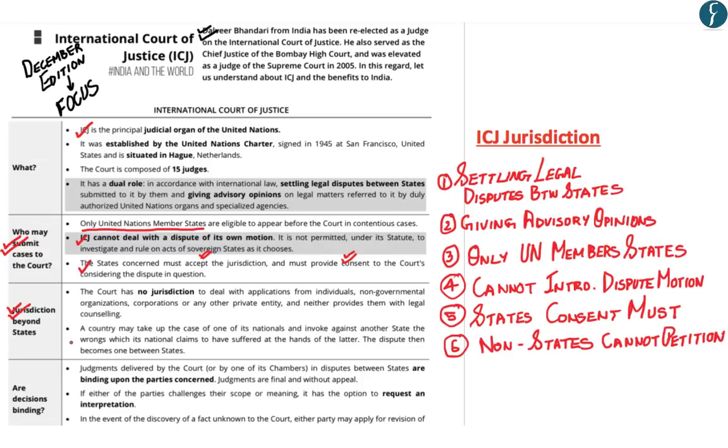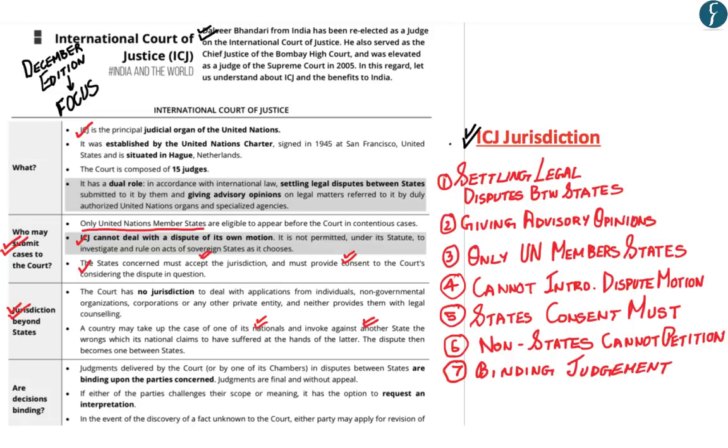So like in the case of the Indian fishermen, the petitioner cannot go straight to the International Court of Justice. And it is only the Government of India that can take up the case of one of its nationals and invoke a case against another state. Now the judgments of the International Court of Justice are binding upon the parties. So hopefully up till here, you have understood 7 points with regards to the jurisdiction of the International Court of Justice.